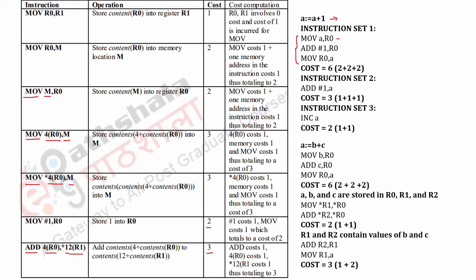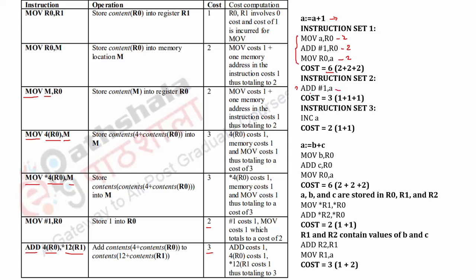If I look at this particular instruction, the cost will be 2, and this one will also be 2. Here also it will be 2. So 2 plus 2 plus 2, the total cost will be 6. And for the same a equal to a plus 1, I can write this instruction also, that is add of hash 1 comma a. Instead of moving the value of a to a register, performing addition, and then moving the value back from the register to the variable a, I'll just do add hash 1 comma a.